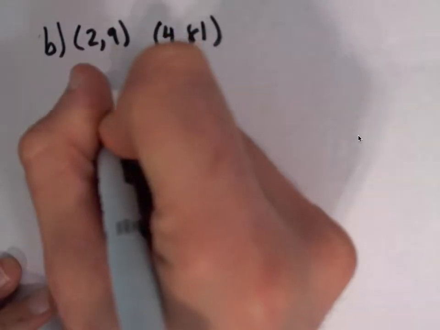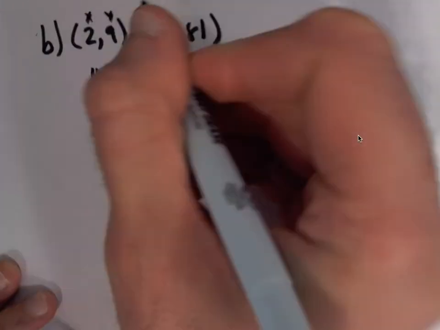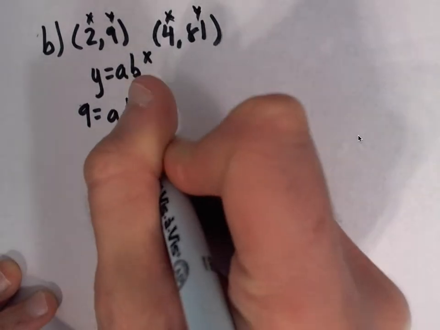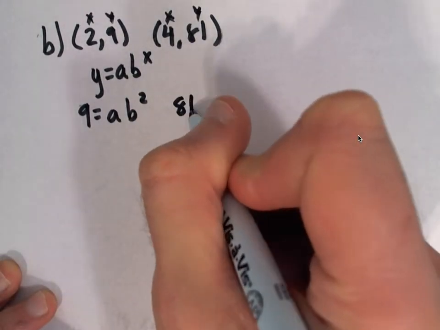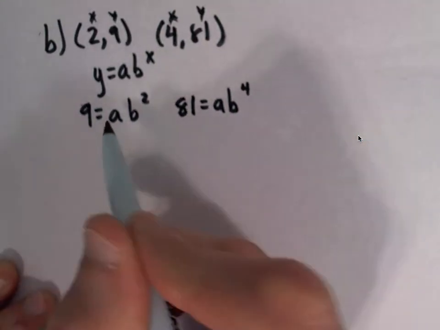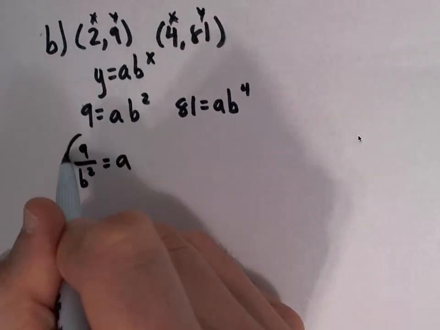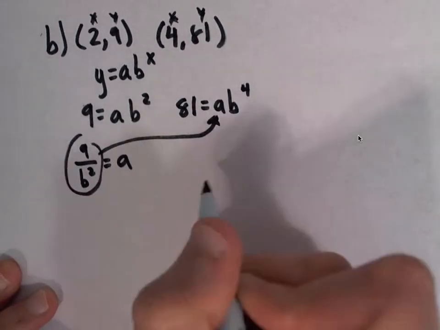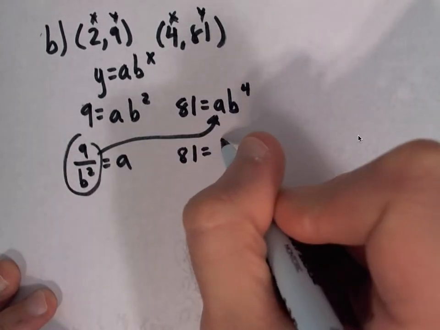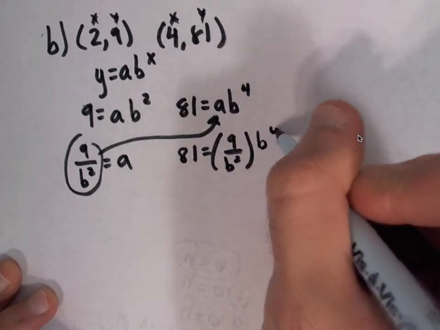So again, we've got y equals a times b to the x. We've got our x and our y, so we just plug in: 9 equals a times b to the 2. And same over here, y equals a times b to the x, which is 4. We're going to solve for a, so we divide both sides by b squared. 9 over b squared equals a. Then I'm going to substitute in here. So 81 equals, instead of writing a, I'm going to write 9 over b squared times b to the fourth.